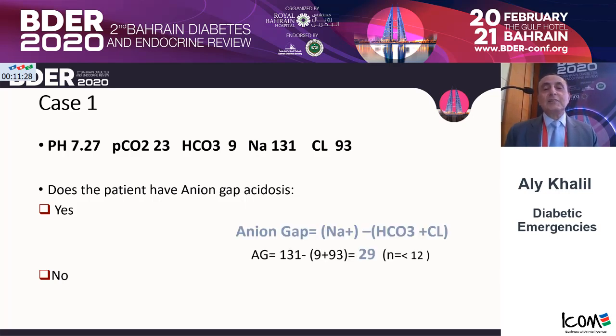Okay, so let's calculate this. So the anion gap is sodium 133, you subtract 9 plus 93, it's 29, right? The normal anion gap is 12. So you have high anion gap acidosis. There's no doubt about it.